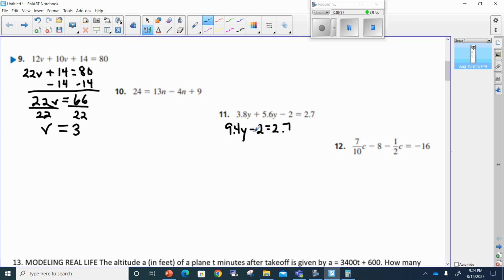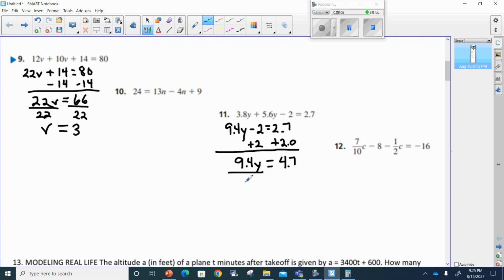To get rid of the negative 2, I'm going to add 2, which means I have to add 2 to this side. Be careful to line up your decimals. Remember, this is 2.7, not 27. So this is 2.0. To do this, I see that they're both positive numbers. That'll give me a 4.7, and that's going to be equal to 9.4y.